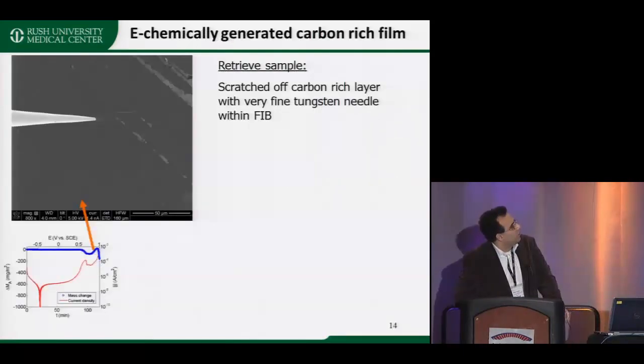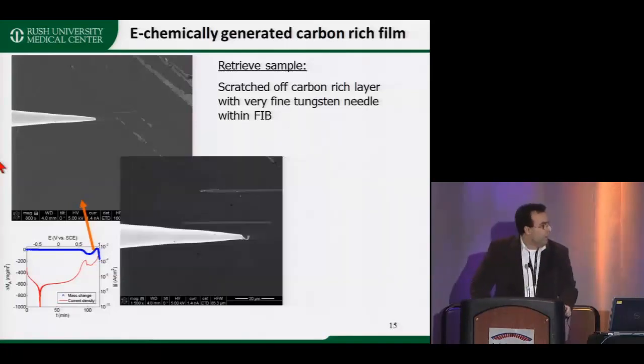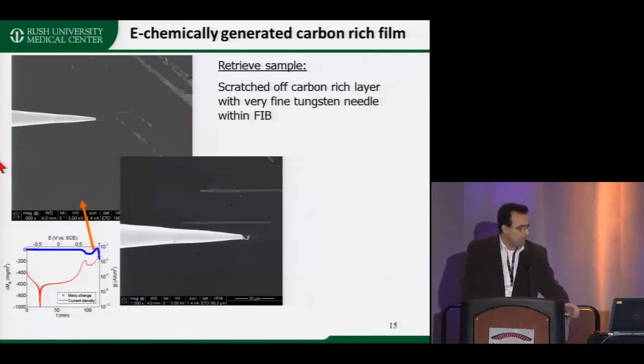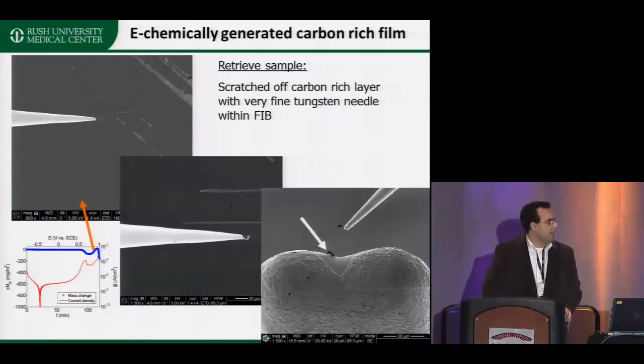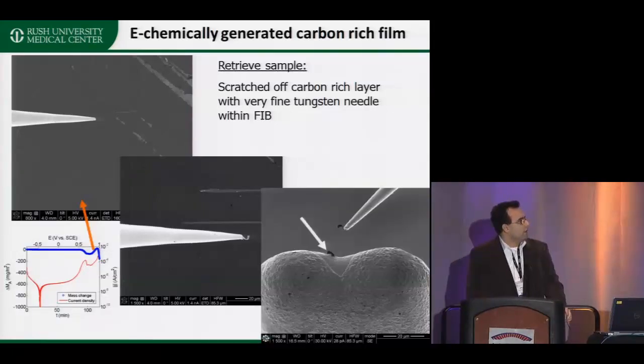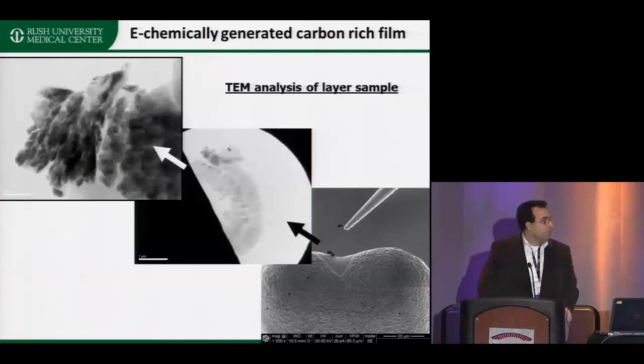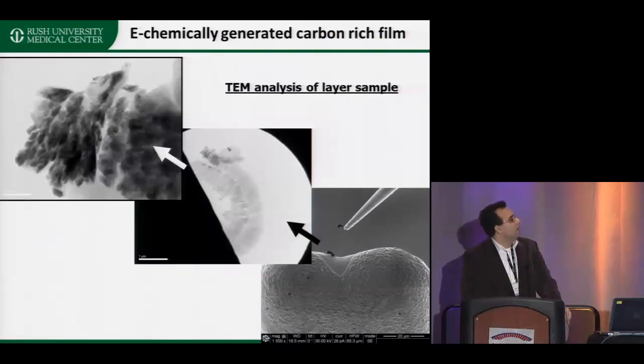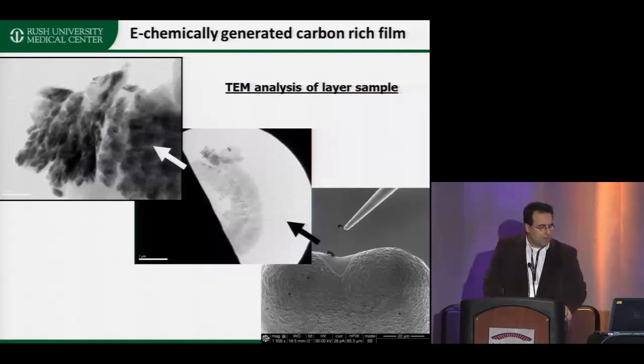Okay, for the first goal. Here you see again in the FIB a SEM picture of our carbonaceous film. We utilized the tungsten needle in order to scratch off a little sample from our film, placed it on a TEM holder. That's our little sample here. And then looking at it here, you see the film sample at a higher magnification of this area, and there we were able to apply EELS.